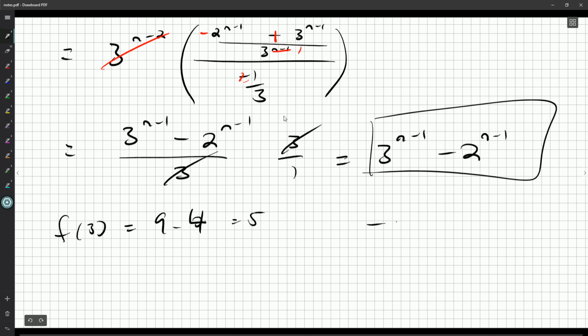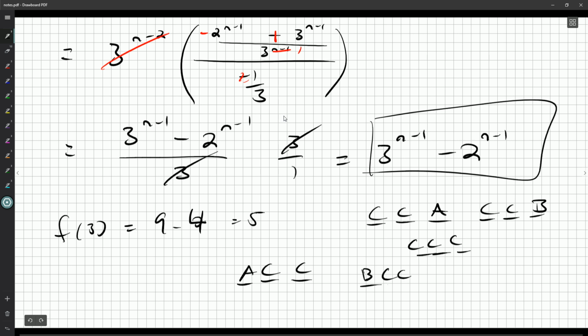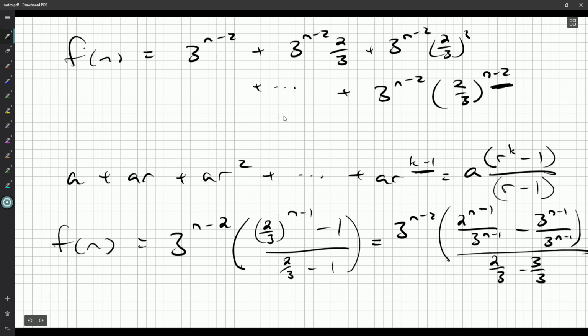So can I think of five strings that do this? So there's the C's all in front. And we have C's here. Yeah, there we go. So that seemed to work. I mean, if you want more convincing, try f of 4. But I'm happy with the formula. It looks nice and neat. And now I know what Fn is, period.